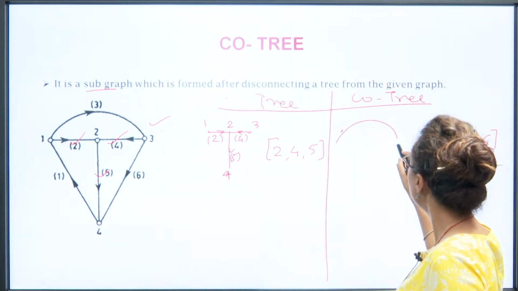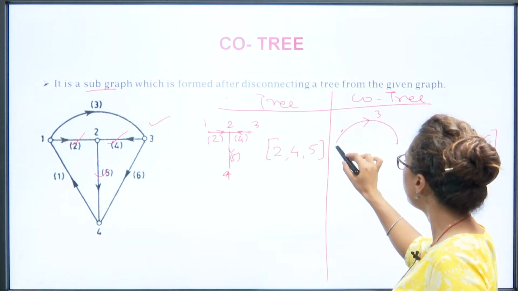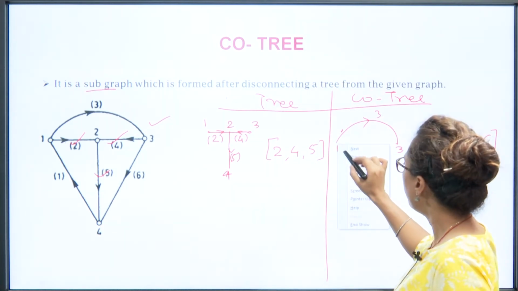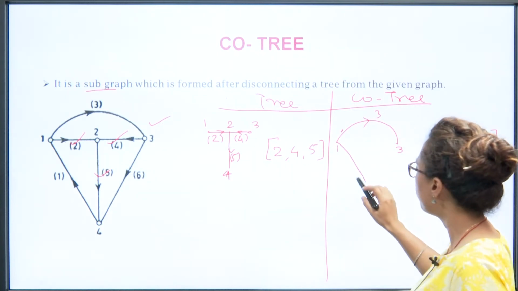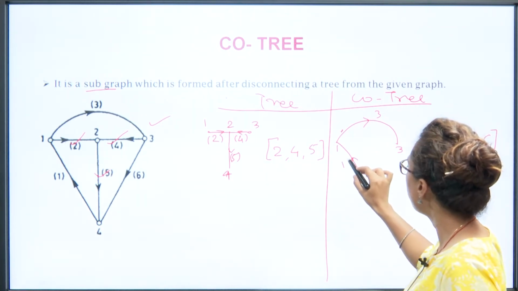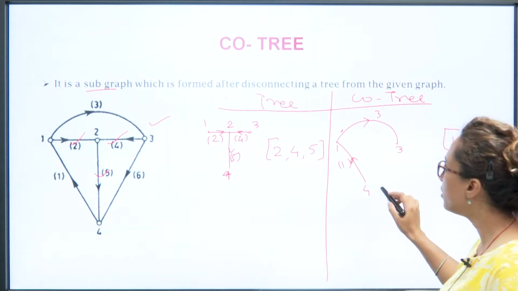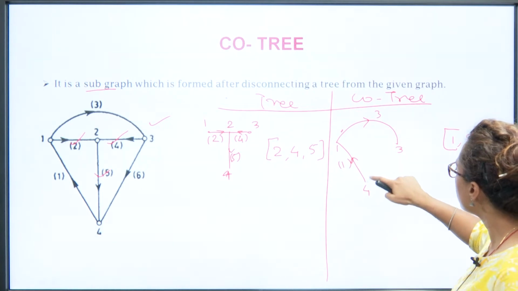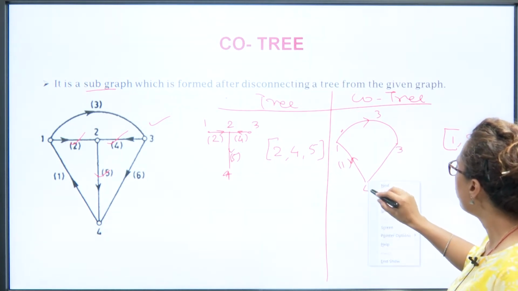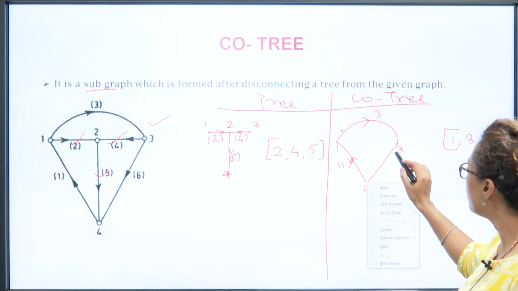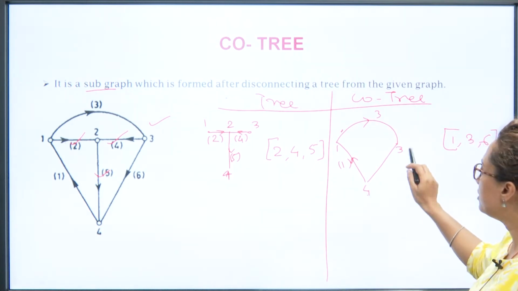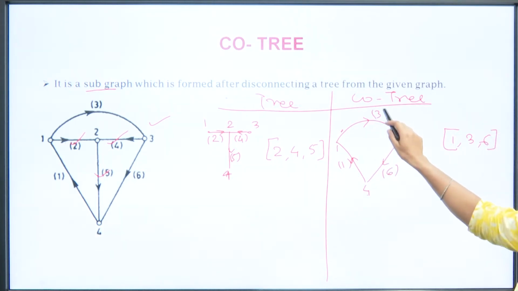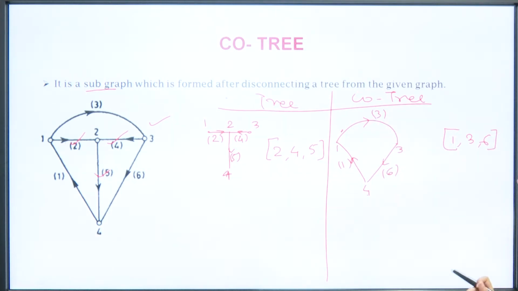This is the third branch, which is connecting the first and the third node. This is the first branch, which is connecting the first node and the fourth node. And this is the sixth branch, which is connecting node 4 and 3. So 1, 3 and 6 are the branches of the co-tree, right.